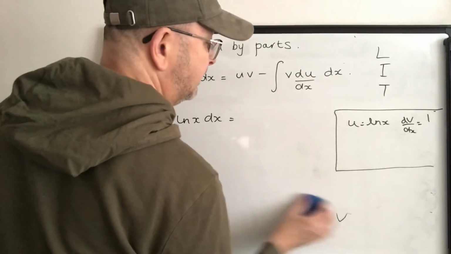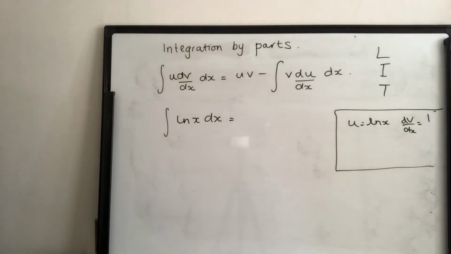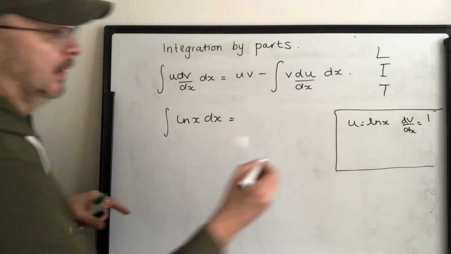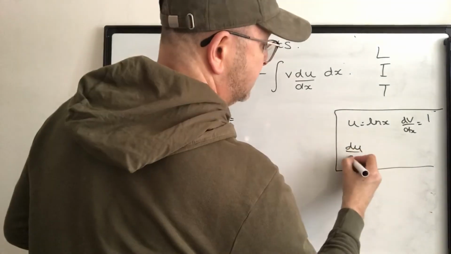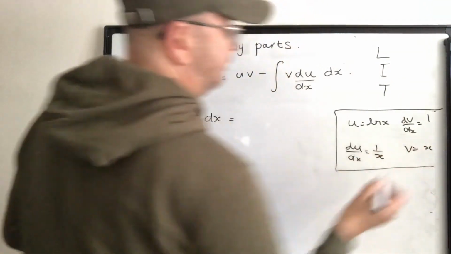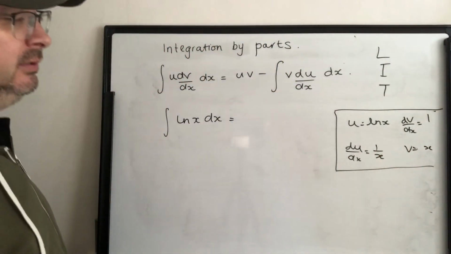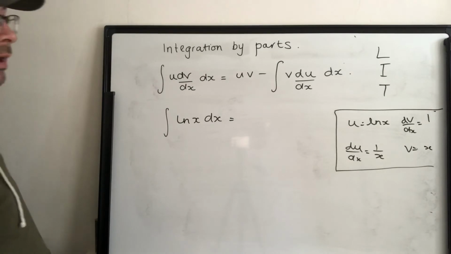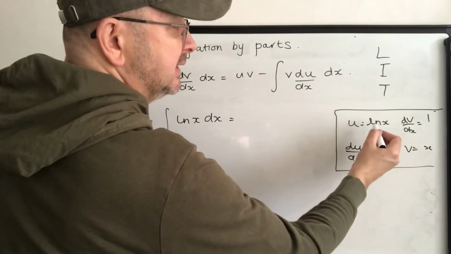They're terrible letters to pick, but those are the ones they've used, and those are the ones in the formula. So, du dx is 1 over x, and v is x. You can use your v dashed and u dashed if you want to. So, don't write it as ln x.